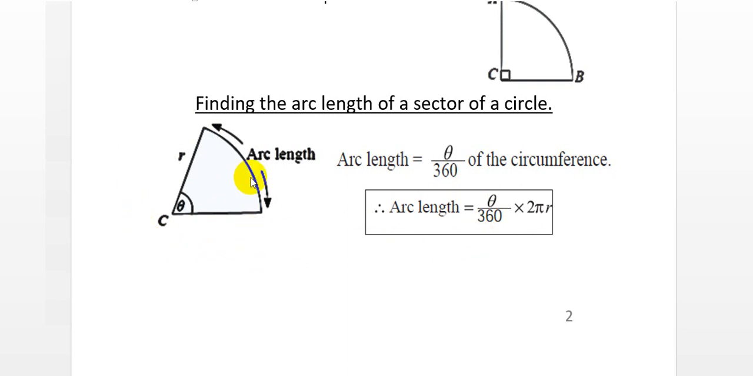So since the sector refers to a portion of a circle, we write theta over 360 into, as you all know, the whole circle circumference, which is 2 pi r. So this is a portion of a circle, in other words a sector, so we multiply into 2 pi r. Therefore the equation we use to calculate the arc length of a sector of a circle is equal to theta over 360 into 2 pi r.